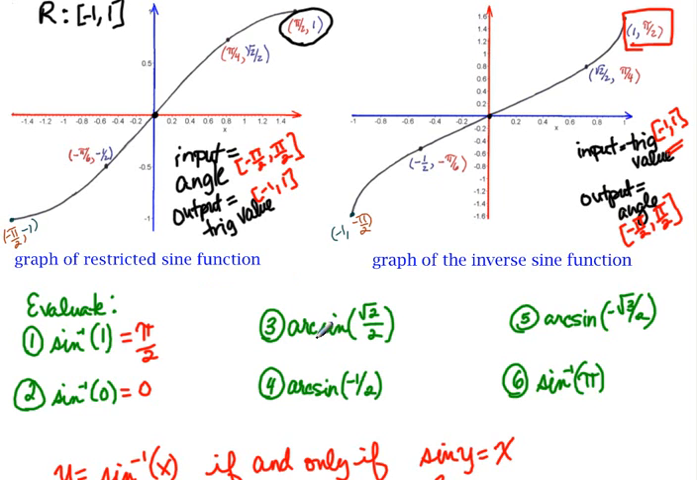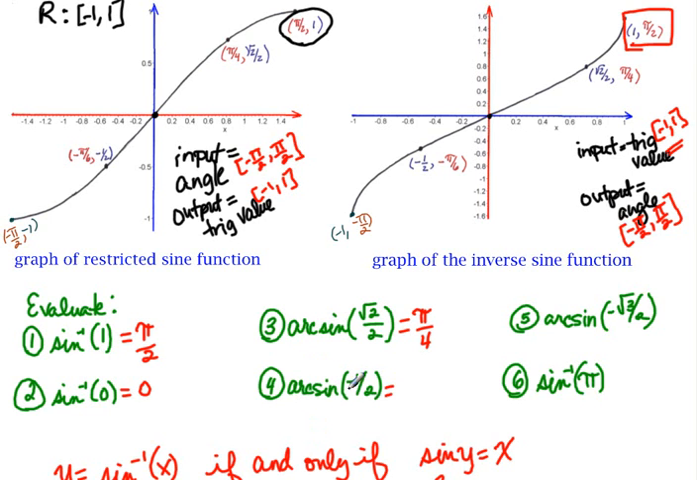What about arc sine? Again, that's another way to write the inverse sine function. Arc sine of square root of 2 over 2 means this. What angle between negative pi over 2 and pi over 2 has a sine value of the square root of 2 over 2? And that is pi over 4. You could also use your calculator, and I'll show you that in just a minute.